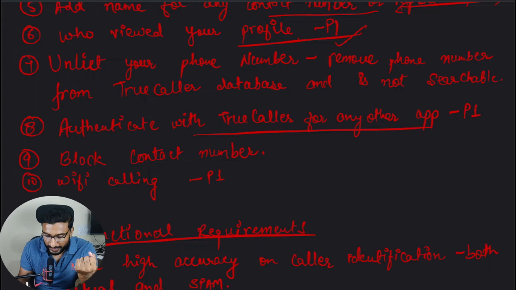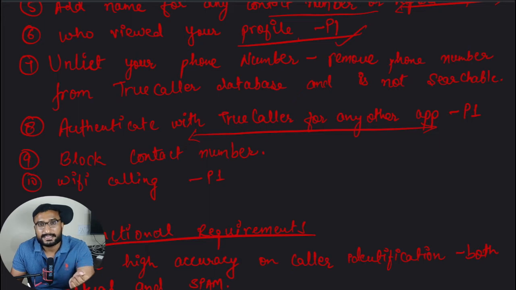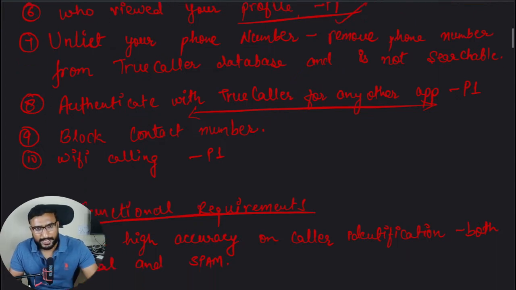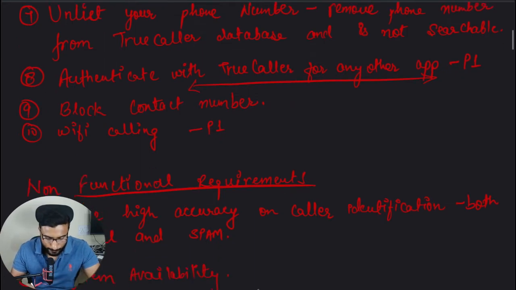Authenticate with Truecaller for any other app. This is a single sign-on kind of functionality we will not be discussing in this particular video, but our current design will again be extensible to support it. It is kind of like sign in with Google or sign in with Facebook. Similar functionality is provided by Truecaller, where you can sign in with your Truecaller mobile number and you will not require any separate authentication for other applications.